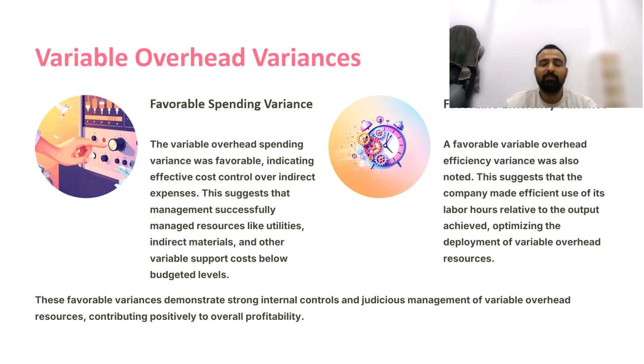And there was also a favorable efficiency variance. This shows that the labor hours were used efficiently relative to the output produced. In other words, the company was able to achieve more output without increasing the variable overhead cost. Together, these variable variances demonstrate strong internal control and efficient resource management, which positively contributed to overall profitability.